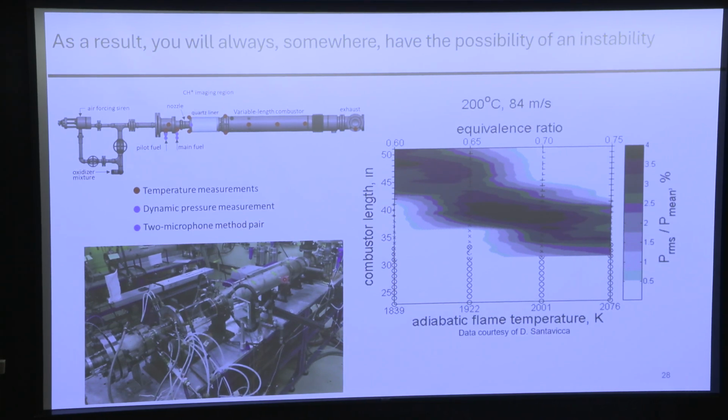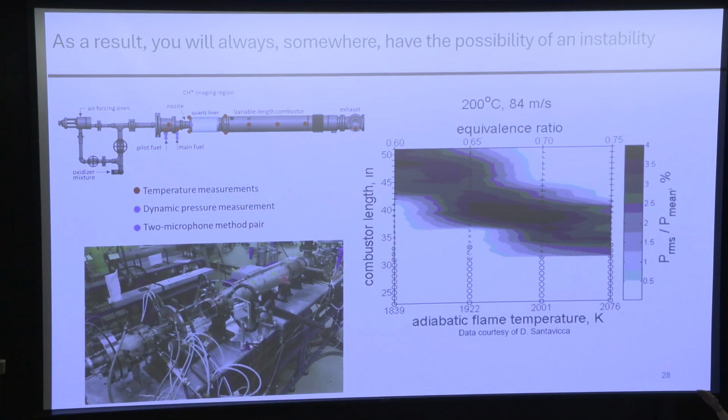On the x-axis, they're changing the combustor length from like 25 inches to 53 inches, or I guess this was only 51 inches. The y-axis. Huh? You're changing it on the y. Yeah, sorry, on the y-axis. And then on the x-axis, you're changing the adiabatic flame temperature, which, let's just say, they changed it using equivalence ratio. This data was taken a really long time ago, before I started in the group. And in the colors are the instability amplitude.